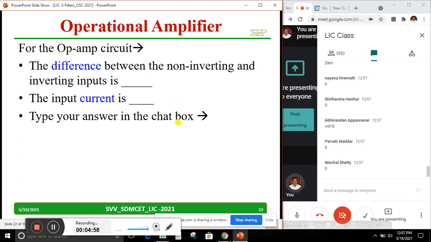Nobody is typing two answers at a time. That is a difference. Somebody should learn that. Do you know what education means? Omkar. Okay. If you could have typed both the answers. Somebody has typed VID equal to 0. Abhinandan Appannavar has typed. Like that, you could have typed two answers at a time. So let me go to the next slide.